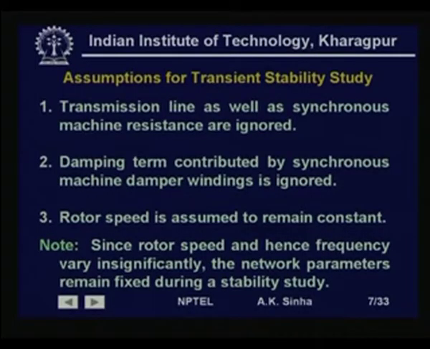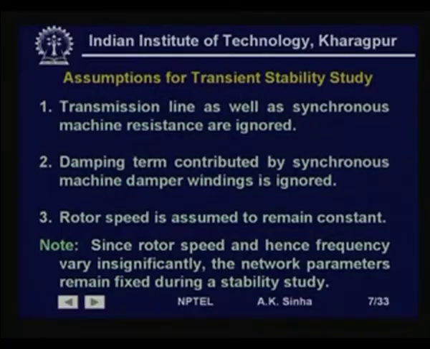Now, as we have seen from these characteristics, we have to work with a nonlinear system analysis, which is a complex analysis, and therefore we make certain assumptions for the transient stability study of the system. Some of these assumptions are very appropriate, whereas some are not so appropriate, but we make them to make our system analysis much easier and also to gain an insight into the system behavior. So, the first assumption that we make is that transmission line as well as synchronous machine resistances are ignored.